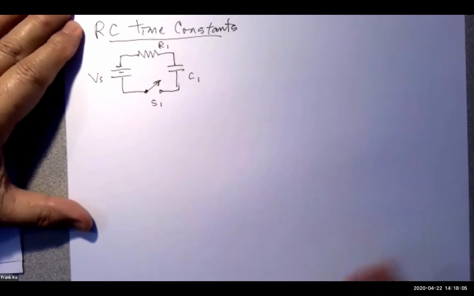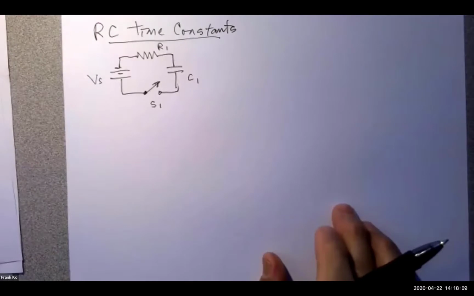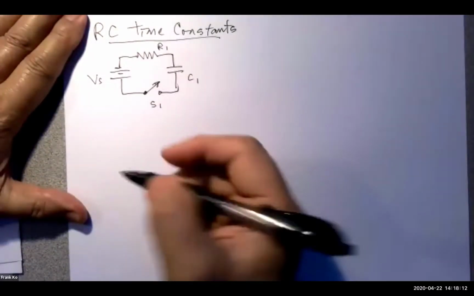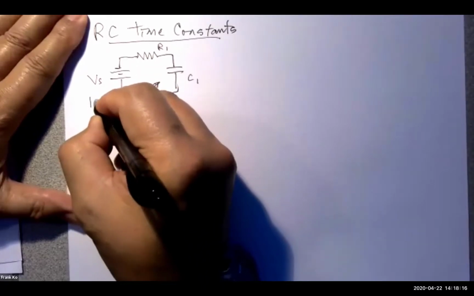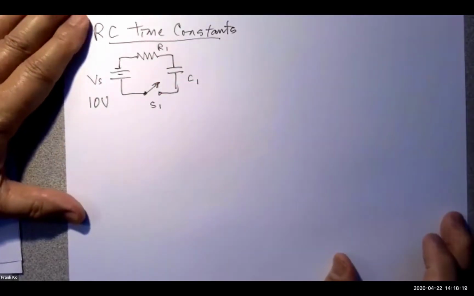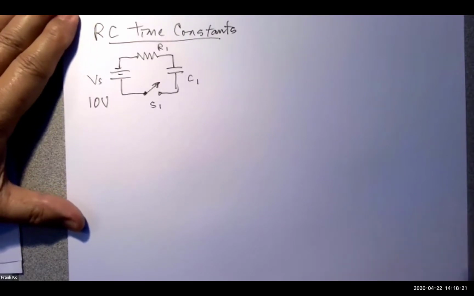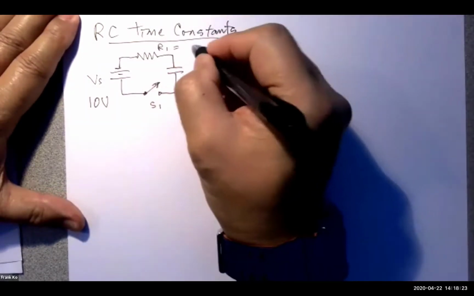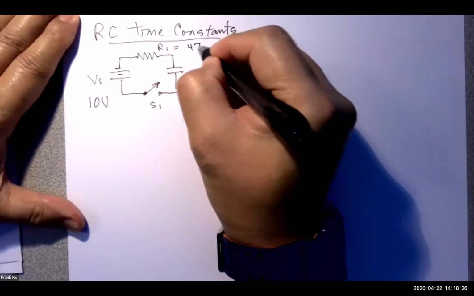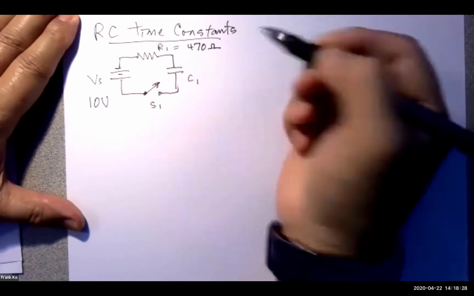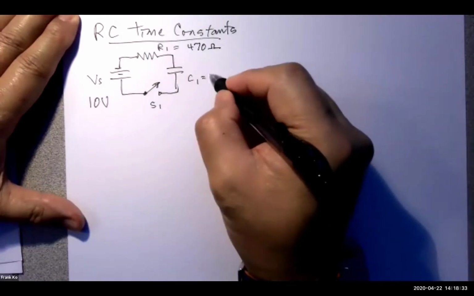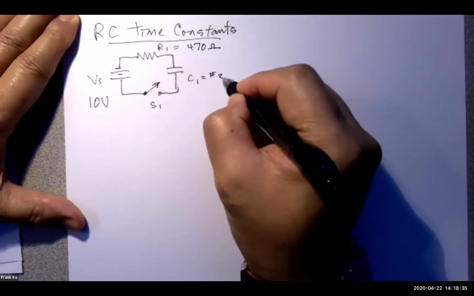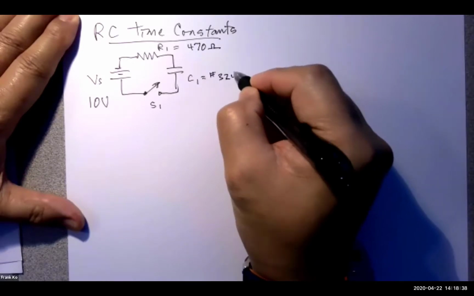And let's go ahead and make this not so challenging. Let's make this a 10-volt source. And let's give a value to the resistor. Let's say the resistor happens to be equal to 470 ohms. And let's say the capacitor happens to be a number, 324.